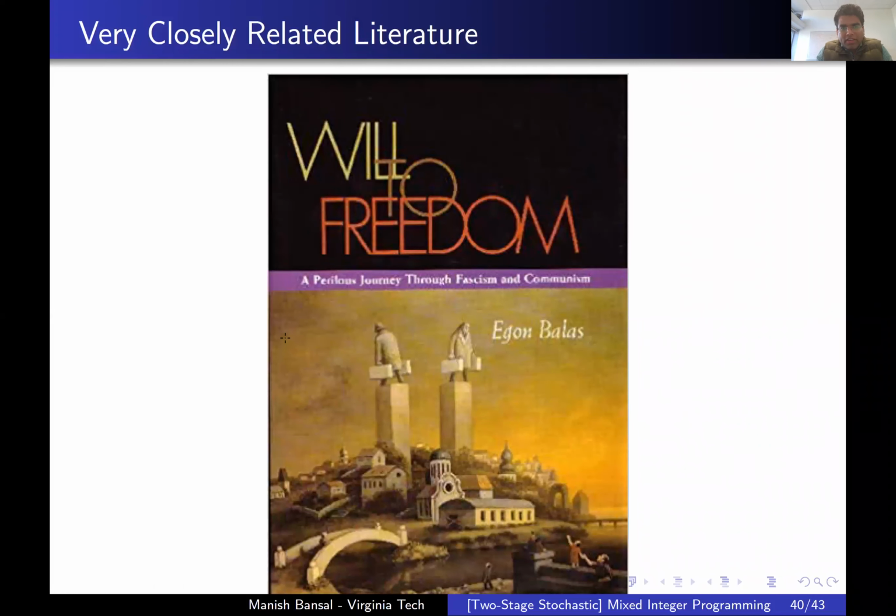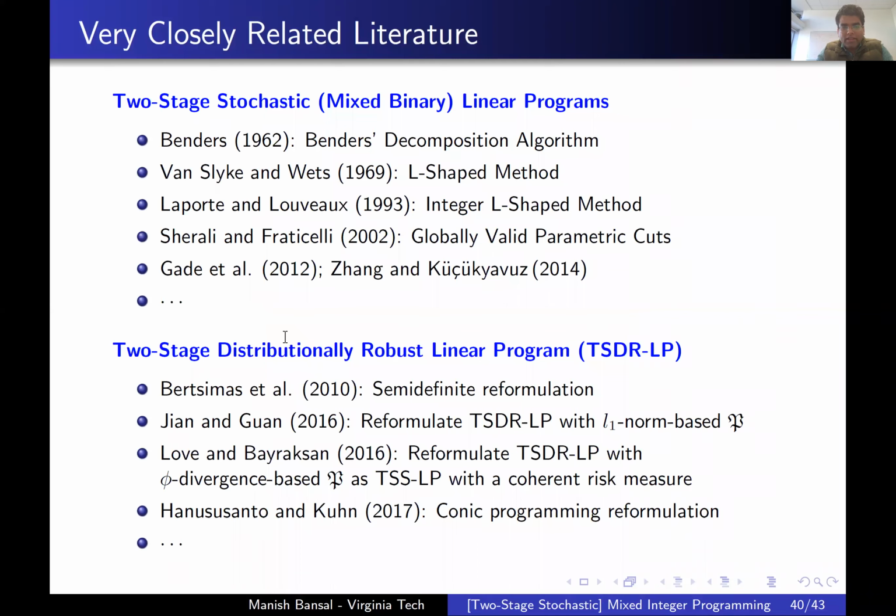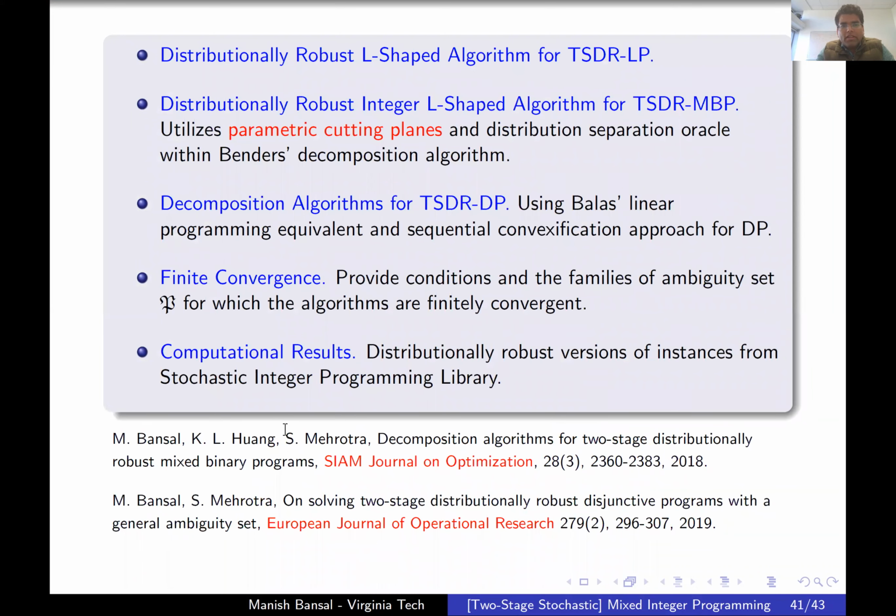So closely related literature is definitely, for the inspiration, the biography of Egon Balas and all his work, and the literature in two-stage stochastic mixed binary programs. We also looked at the literature in two-stage distributionally robust linear programs, and there we observed that most of the work was related to reformulating the problems and then solving them. So we introduced some generalization of the existing methods.